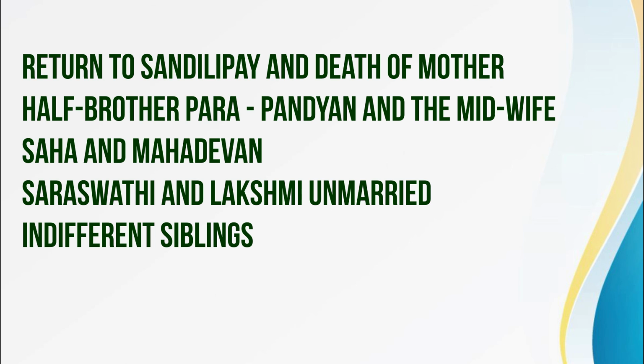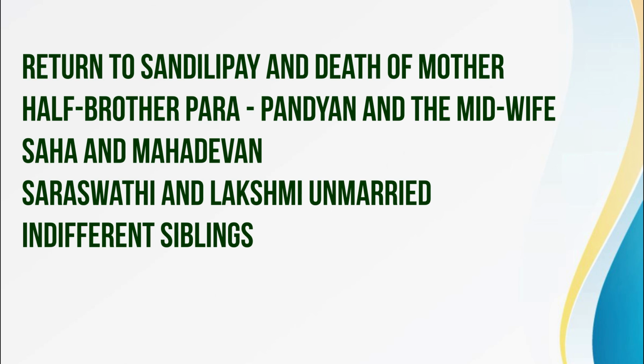When he comes home, he finds that his mother is ailing, she is very sick, and she is about to die. And then she informs him about their half-brother Para. She begs him to be good to Para. She asks him to look after his sisters, and she dies. And Saha asks Mahadevan about their half-brother Para.